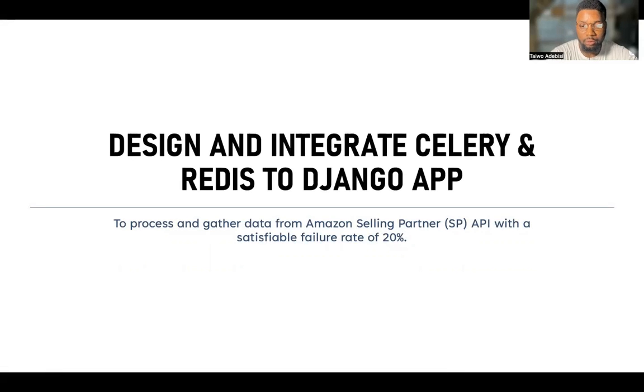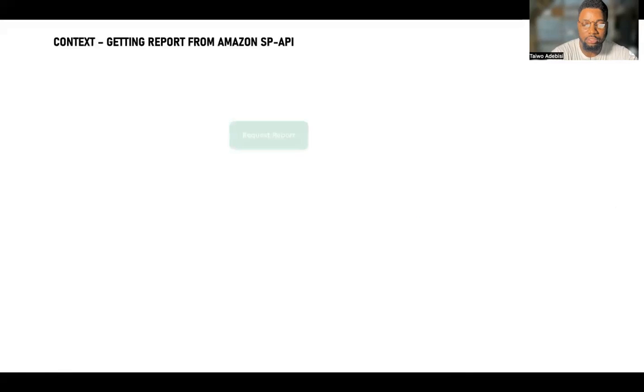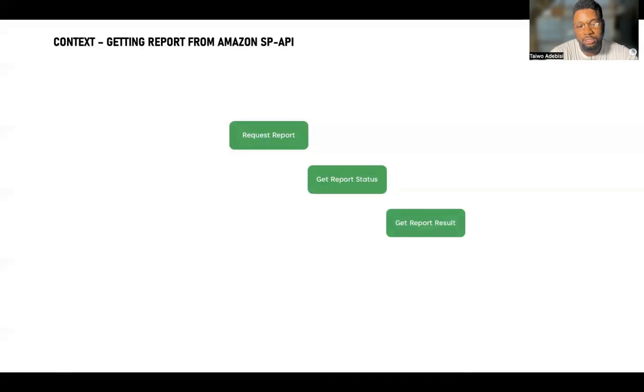We wanted to use the Django web application to process and gather data from the Amazon SP API with a failure rate of below 20%. To give you a bit of context about the Amazon SP API, you could use it for a lot of things, but for this video, we'll be using a case study of getting reports from the API.